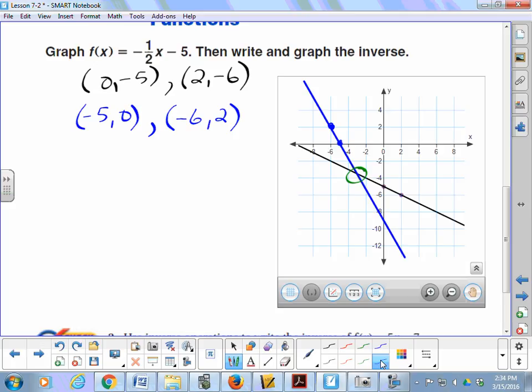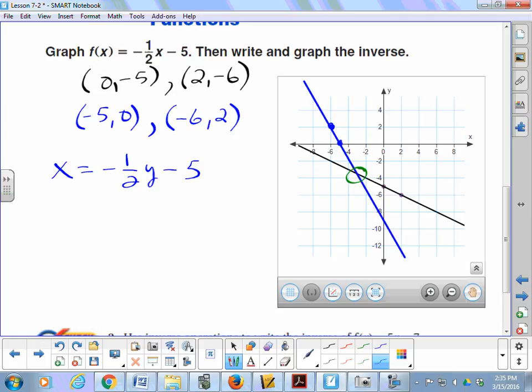Now let's actually switch x and y, and find the rule for that line. Okay. So we switched x and y, we're going to solve for y. Nick, what do I do first? Do I get rid of the 5 first or the 1/2? Get rid of 1/2 first. Okay. All right. We're going to get rid of the 5 first.